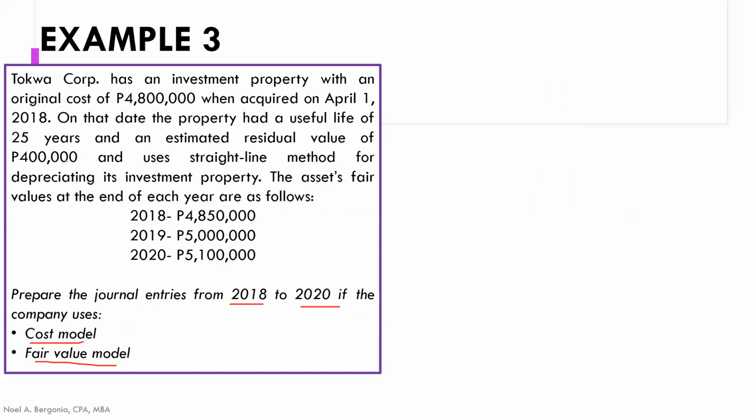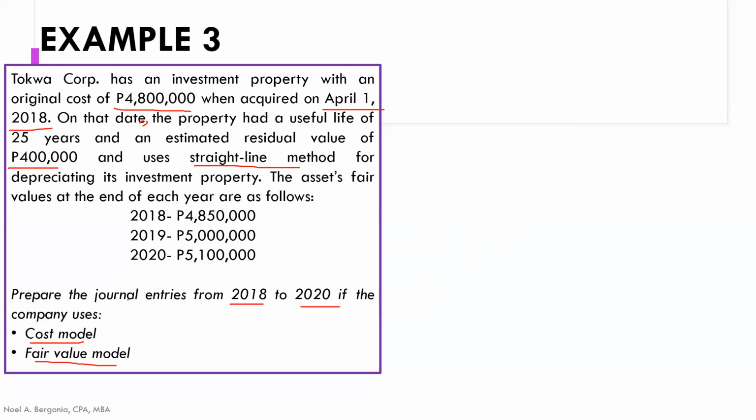Tokwa Corporation has an investment property with an original cost of 4,800,000. That's the cost when acquired on April 1, 2018. Please take note of the date, class. On that date, the property had a useful life of 25 years and an estimated residual value of 400,000. We will be using that under the cost model. It uses the straight line method for depreciating its investment property. Here are the following fair values.